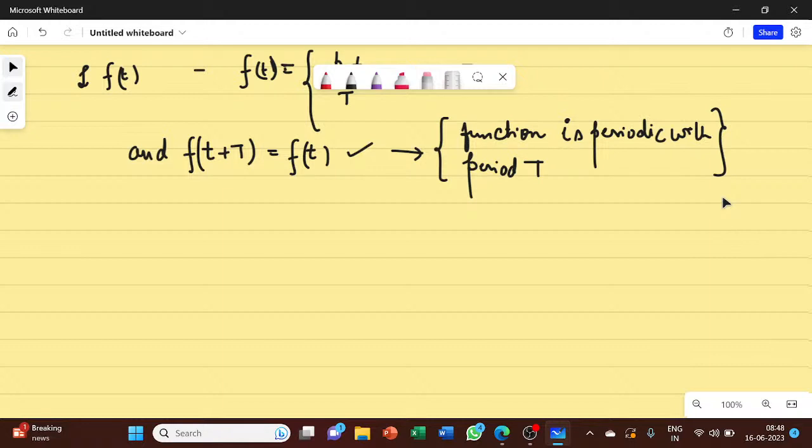So don't worry if you don't know these things. Whenever I'm writing a formula, try to jot it down in your copy and then try to solve it. I think it will be quite easy for you in that case. So this is what I suggest.